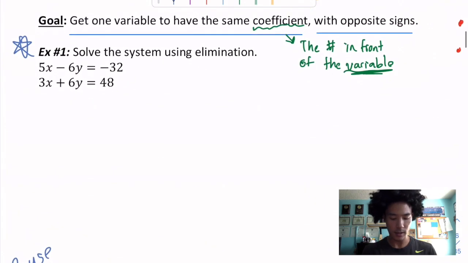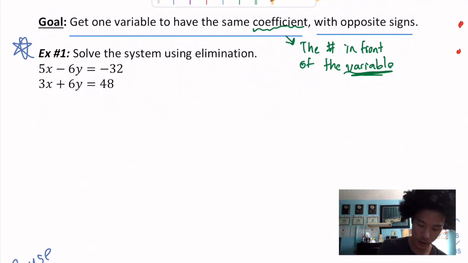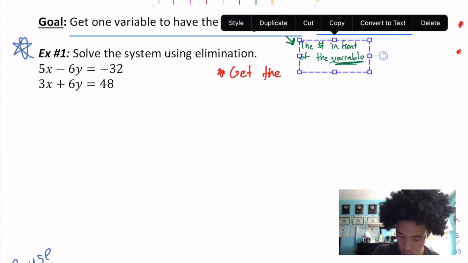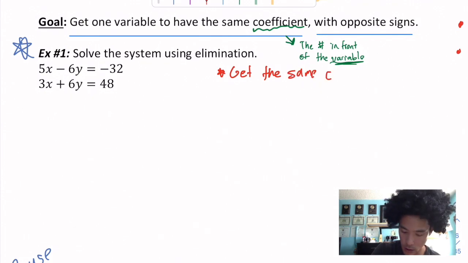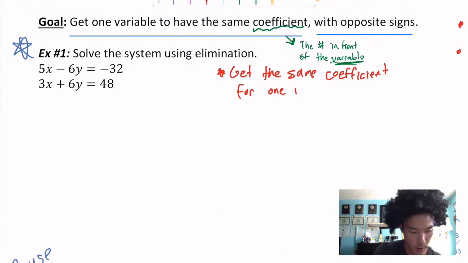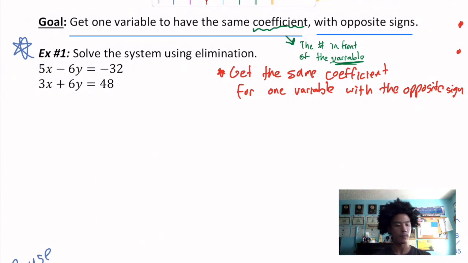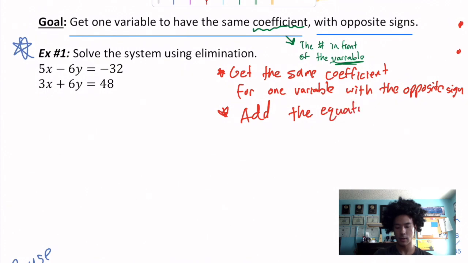So, solving the system using elimination. Again, look at the goal here. I'm just gonna re-emphasize the goal. You don't have to write this part, but again, it's to get the same coefficient, the number in front of the variable, for one variable with the opposite sign. I'm gonna show you what that means here, because again, you want to eliminate it. After you do that, you're going to add the equations. So let's take a look how we're gonna do that.